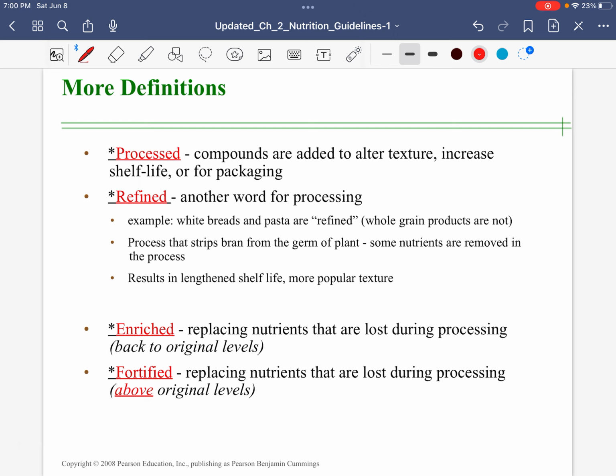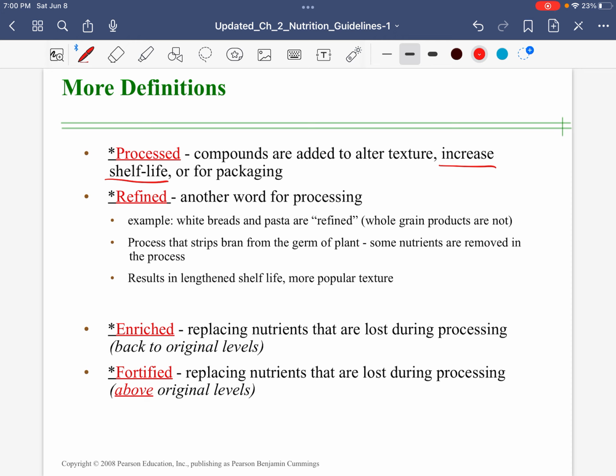Craziness. Okay, make sure you can define these things. Processed. A lot of our food that's packaged is processed, mostly to increase shelf life. That just means they add things. They add things to increase shelf life. It's not in the interest of these big companies to make food products that will spoil or go bad quickly. So they add all these chemicals, mostly, to make it taste better, but also to increase shelf life so they can make more money.